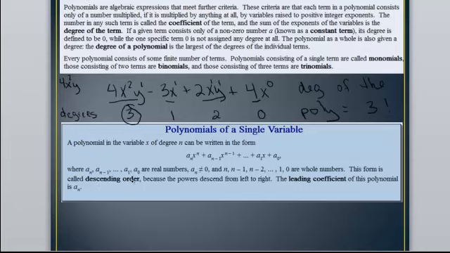This form is called descending order because the powers descend from left to right. The leading coefficient of this polynomial is a sub n. So if this had been written with these two terms switched, then it would be written in descending order because the degree would go 3, 2, 1, 0. The leading coefficient of this particular polynomial is 4.